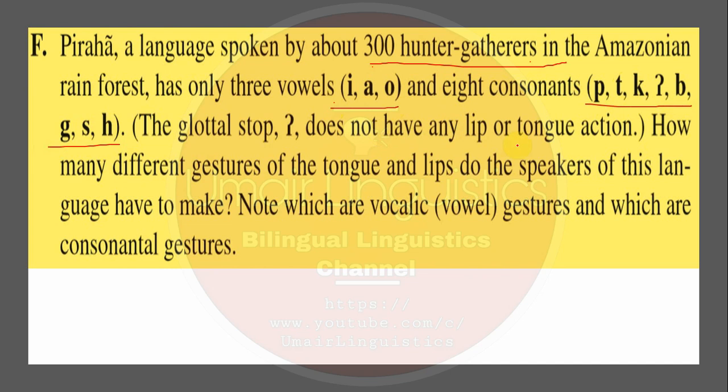Now we have to tell how many different gestures of tongue and lips, how many different positions of tongue and lips, the speakers of this language have to make to pronounce all these sounds. We also have to note which are vocalic gestures and which are consonantal gestures. Gestures mean the position of the tongue and lips.